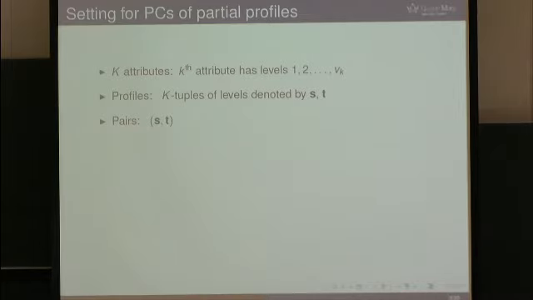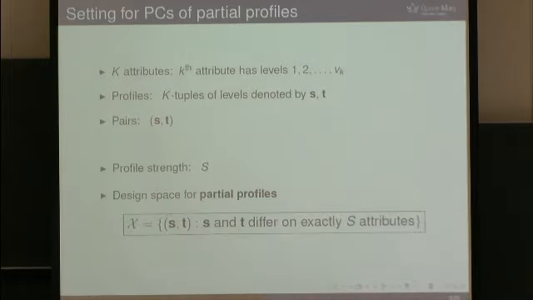Now, in order to formalize the partial profile setting, we're going to fix initially the profile strength, the number of attributes that are allowed to vary, and then we get this design space for our problem. So we look only at pairs of alternatives S and T, which have different levels for exactly S attributes, where S is our profile strength.